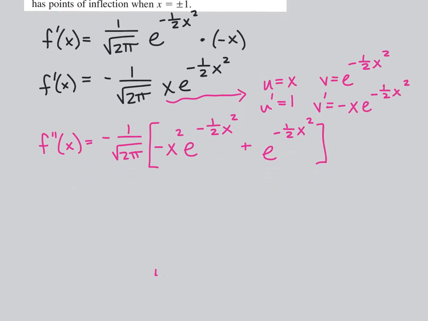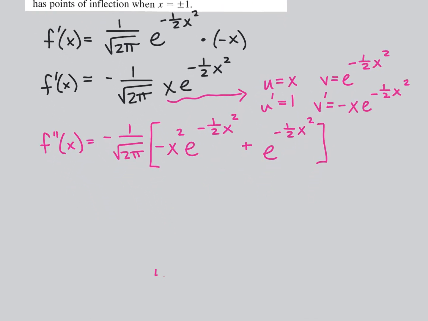Now recall, to find points of inflection, we do have to set the second derivative equal to 0. Well, in order to do that, we do need to clean this up just a bit. In fact, inside here, I see that there's actually a greatest common factor, and that greatest common factor is this e to the negative 1/2 x squared. So we can pull that out in front here with this coefficient. So we'll have e to the negative 1/2 x squared. And then inside, what's left of this term is negative x squared. And what's left of this term here is 1.